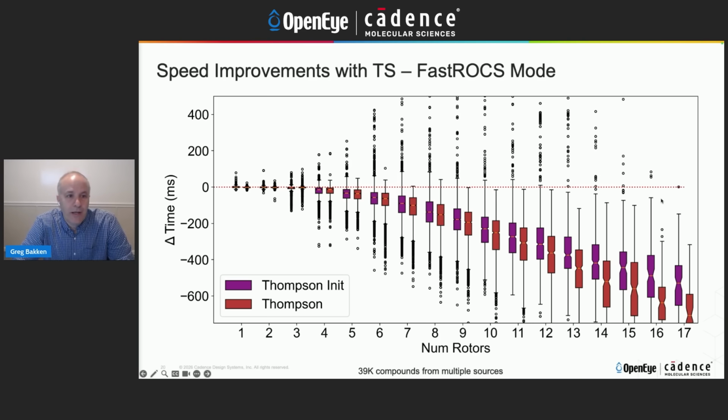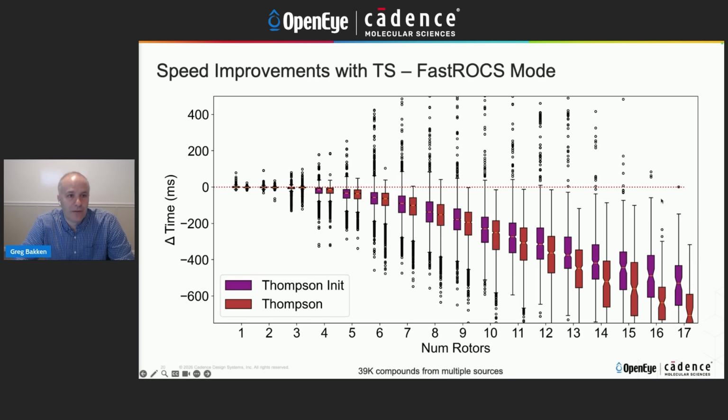And what we see is they both behave quite similarly. They both show consistent improvement in time for generating ensembles. And you can see that the optimized version of Thompson sampling is maybe a little bit better than the initial implementation in FastROCS mode, but fairly similar.